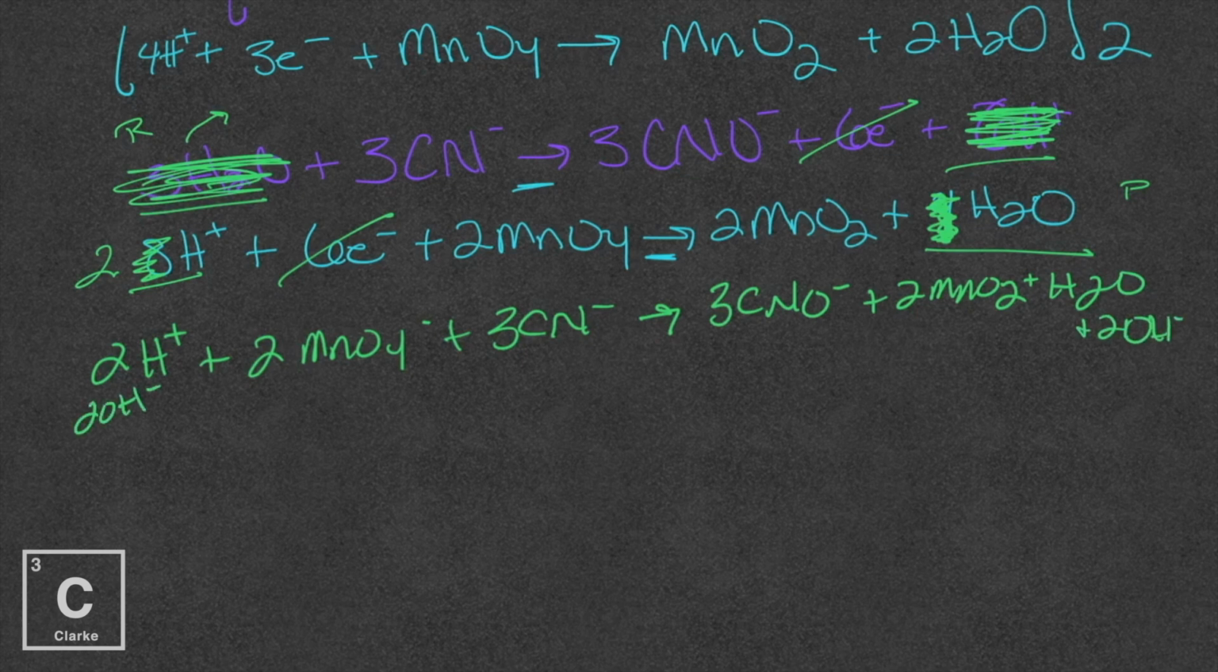Hydrogen and OH, they combine to make water. So we have 2 waters here now. So we have 2 waters here, 1 water here. So let's reduce that down. Let's subtract. We will have 0 waters over here, and we will only have 1 water here. Okay, let's rewrite and get our final answer.